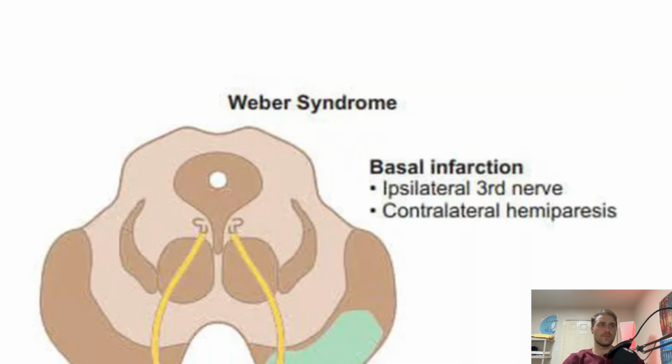Now, if we want to go a little bit more sciencey on us here, what we know is that it's a medial midbrain stroke. And so we know that it's going to affect the opposite arm, and then also the eye is going to be down and out. It's just the crossed findings of the brainstem.